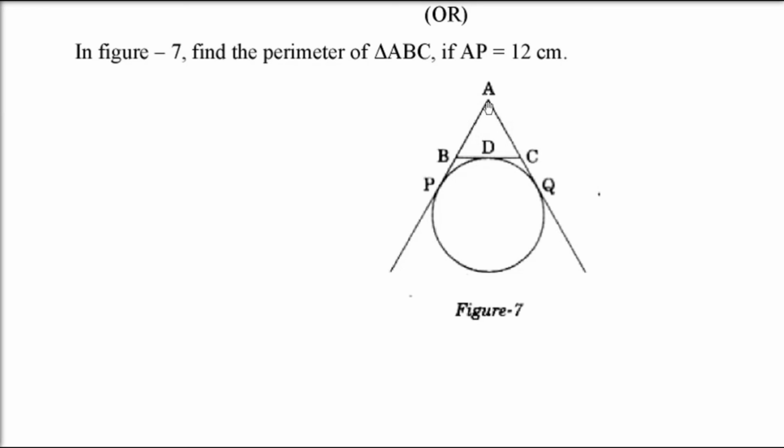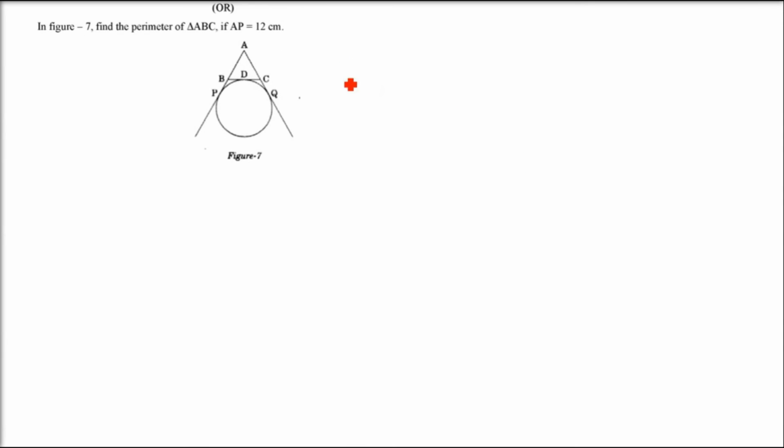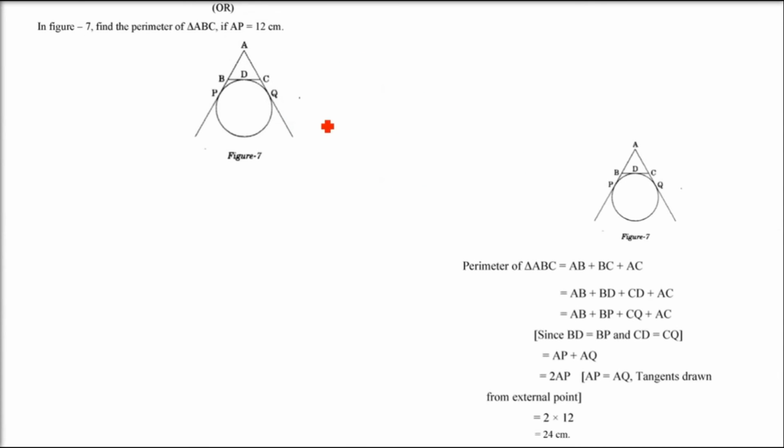Now the main thing is, from A two tangents are drawn, AP and AQ, so AP and AQ are equal. From B and C also two tangents are drawn. So from B, BD and BP are equal. And from C, CD and CQ are equal. So both of these lengths are equal. So how do we do this? The perimeter of ABC will be AB plus BC plus AC, we are going to add these three. Now here for AC or AB, you can take AP first.